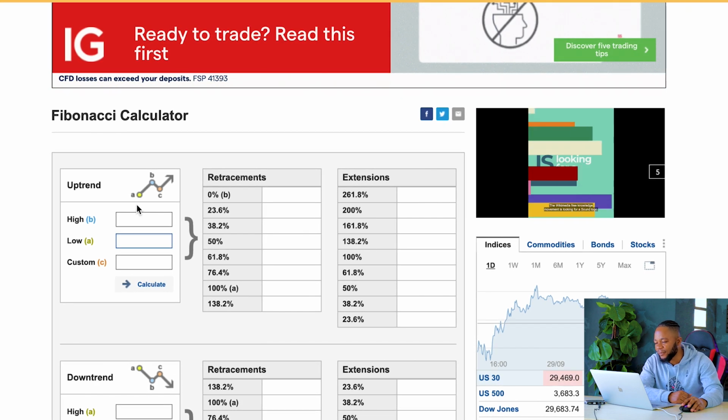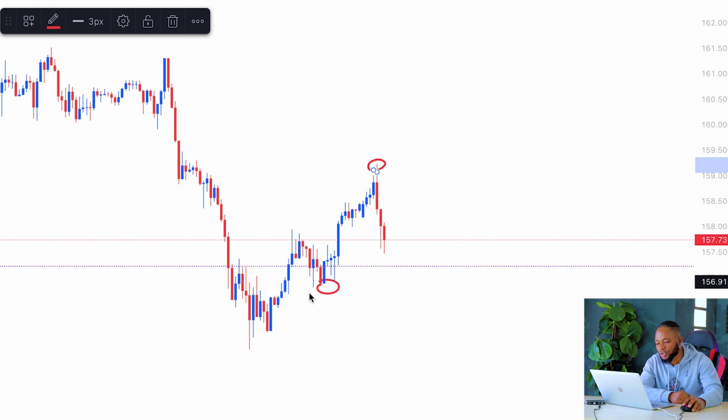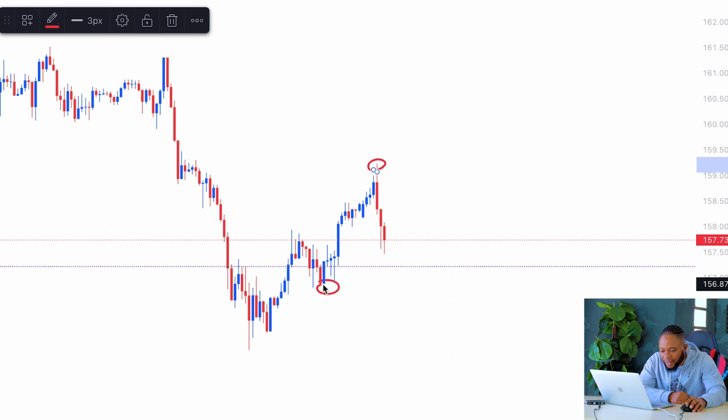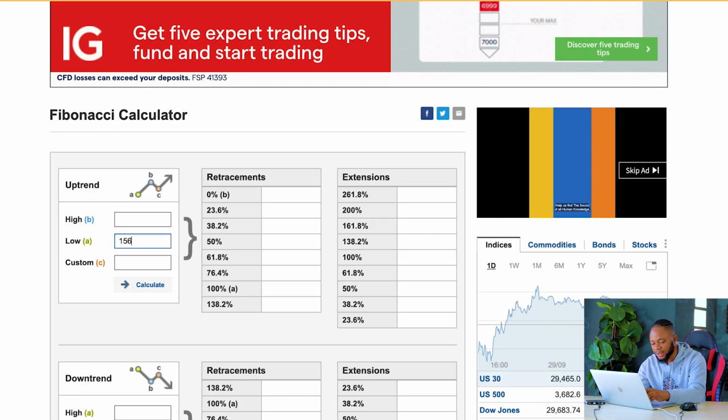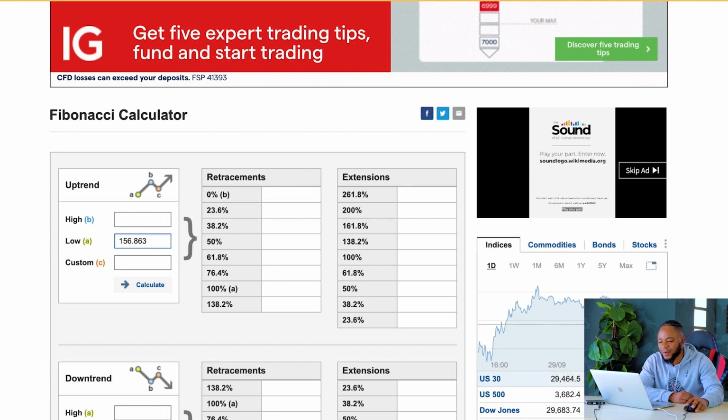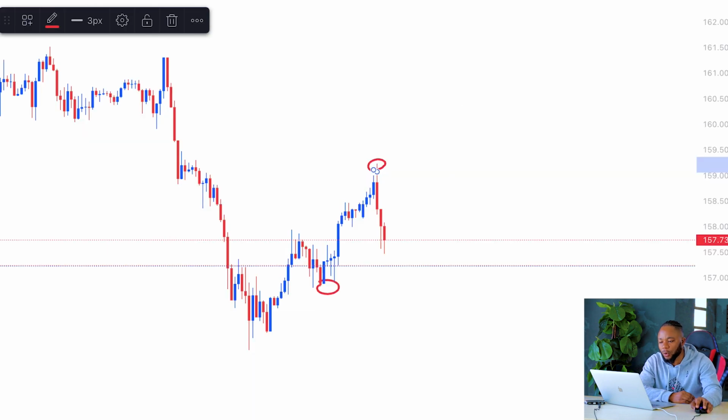So the first level is the first most significant swing low, which is this level. You just put your mouse there and you read the figure, which is 156.863. Let me read it again: 156.863. So that is the first significant swing low. We come to the most significant swing high, which is 159.25.